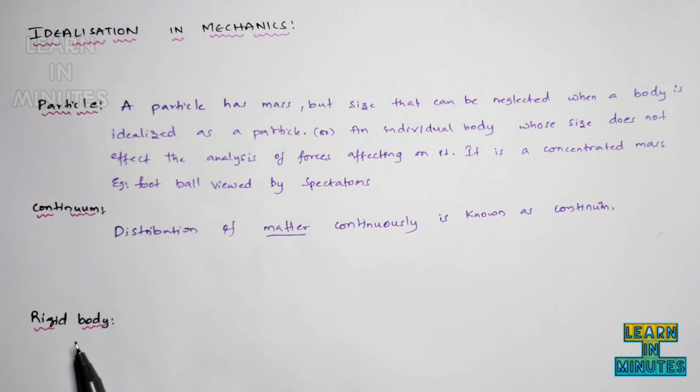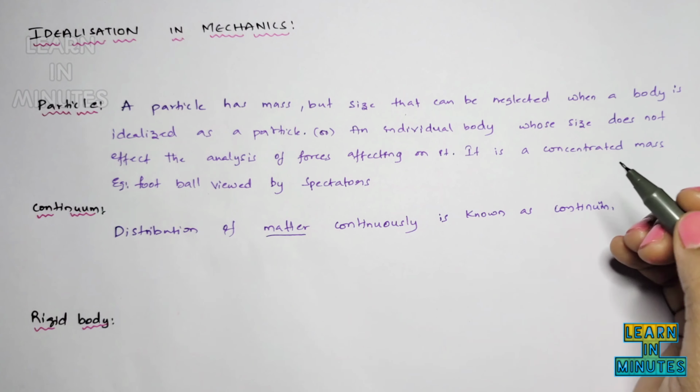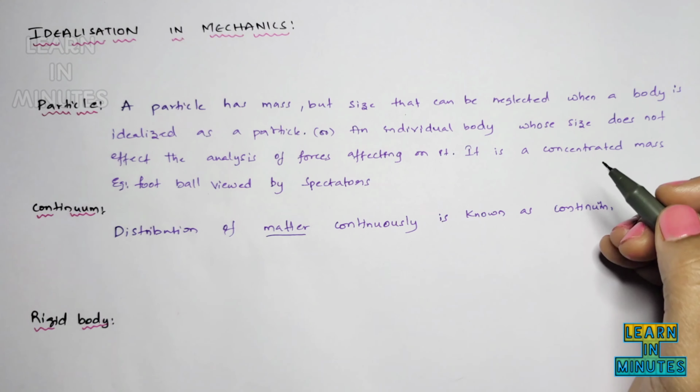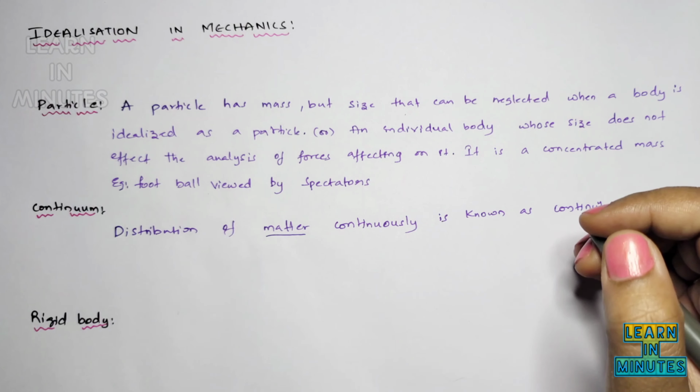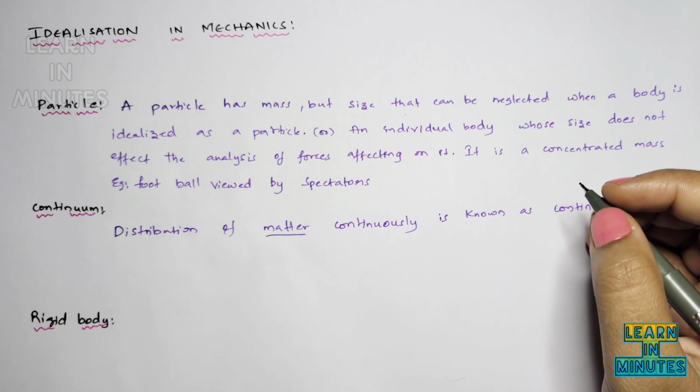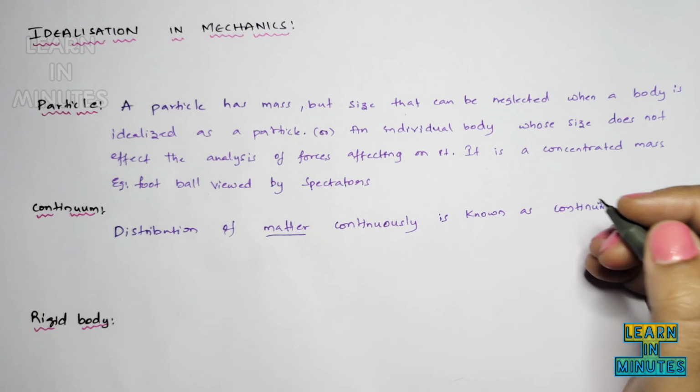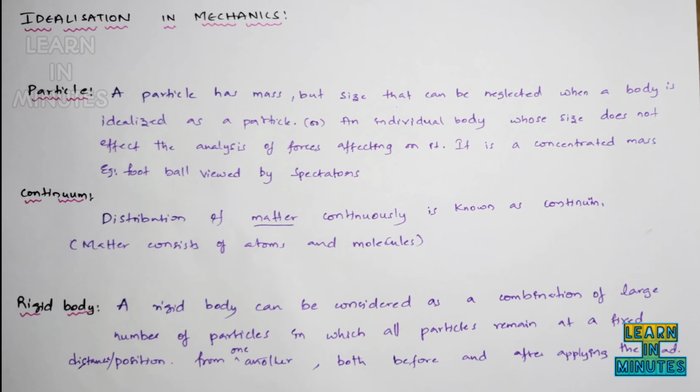The third ideal condition is rigid body. Rigid body is one of the most important ideal conditions, which we will use often when solving problems. As we know, a rigid body does not deform its shape when load is applied. Before and after the load is applied, the particles do not change their positions. The distance between any two particles remains constant in a rigid body. So these are the three ideal conditions of engineering mechanics: particle, continuum, and rigid body. Mostly we will use the rigid body ideal condition in most of the problems.